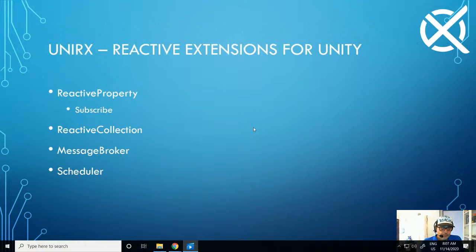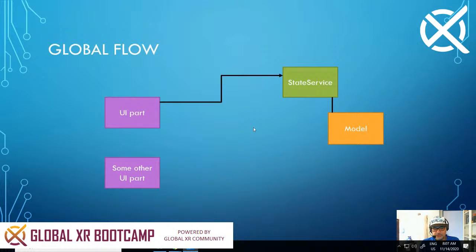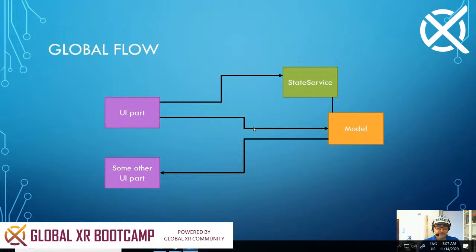And the global way how I use it is like this. We have a UI part. We have some other UI part. There is a state service. I use the Mixed Reality Toolkit services to put this in the air. I will explain later how this works. And this has one or two model objects. The UI part asks the state service, give me a reference to the model. And then sends something to the model, to change this property, and some other UI part can subscribe to the property and react to that.